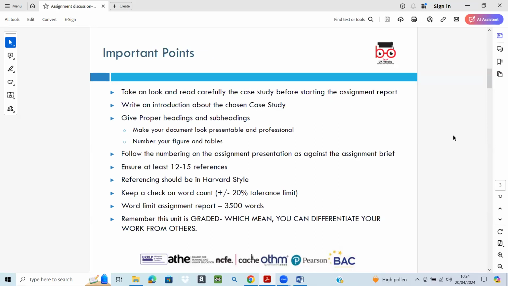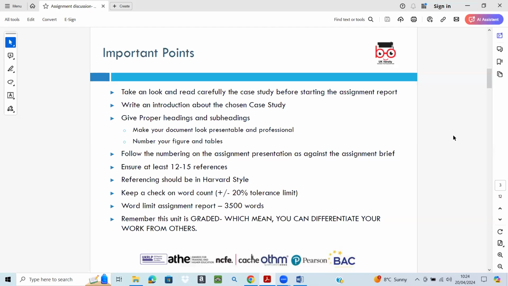So now we have some important points. Take a look and read carefully. Okay, so for example, how will we structure our assignment? We need to remember the presentation and quality of our work are just as important as content.